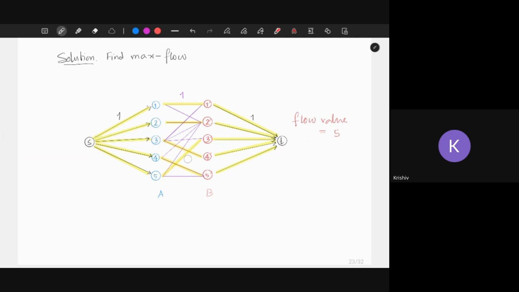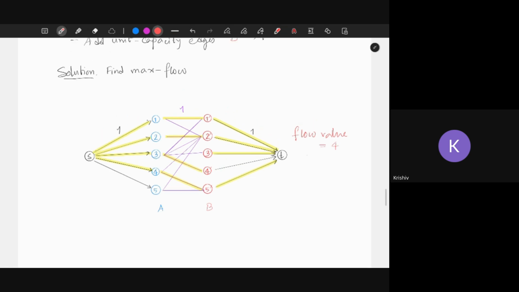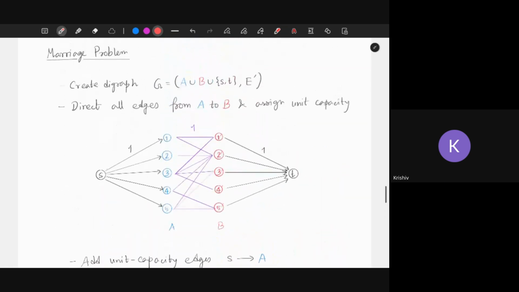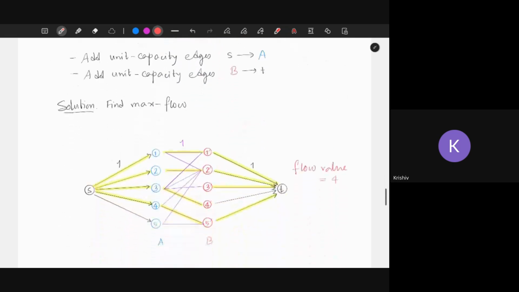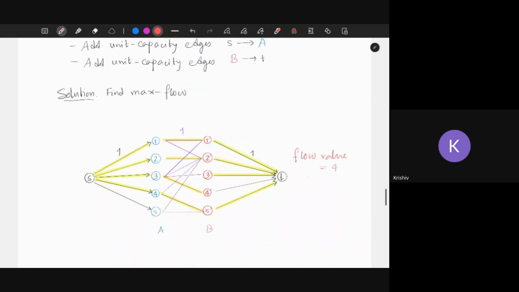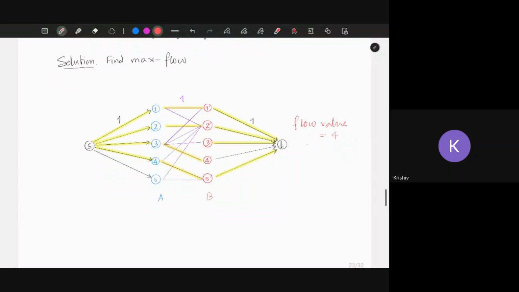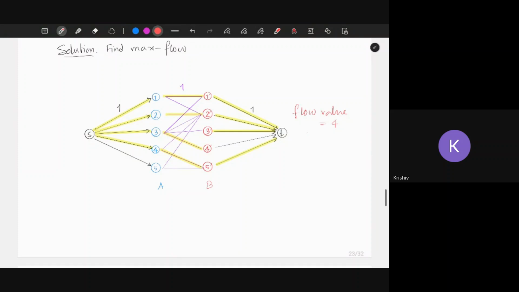Maybe if you had this vertex removed, then you can't put this here, and the flow value becomes 4. So you didn't have a perfect matching, but a maximum matching. You can do this using flows as well. You can also prove Hall's marriage theorem from this.